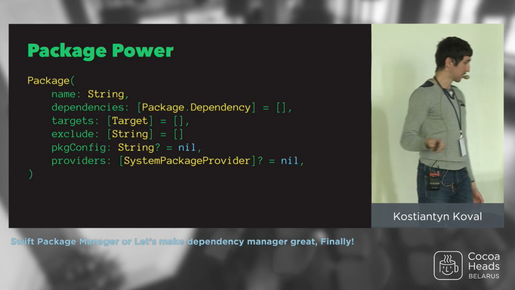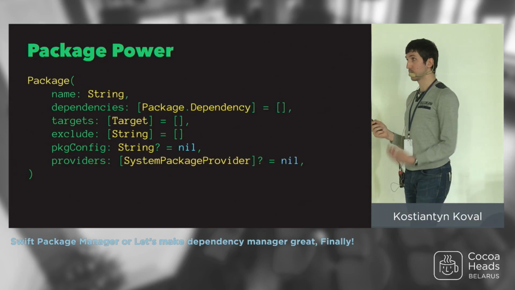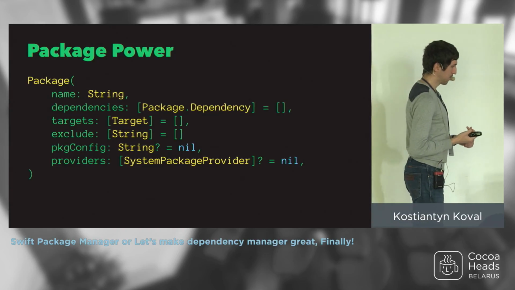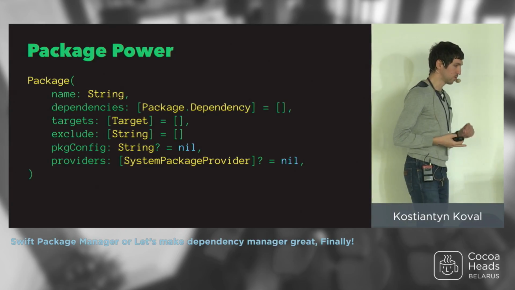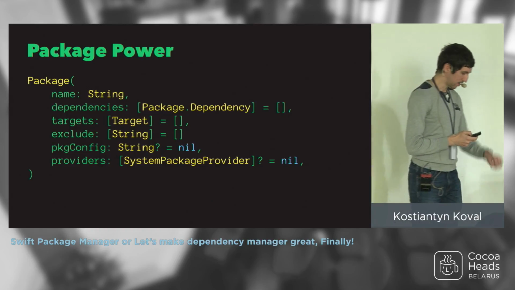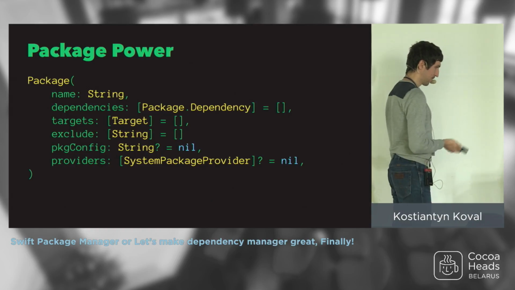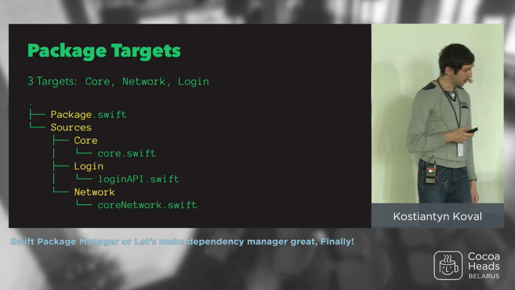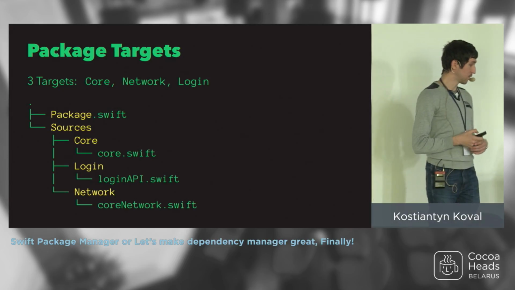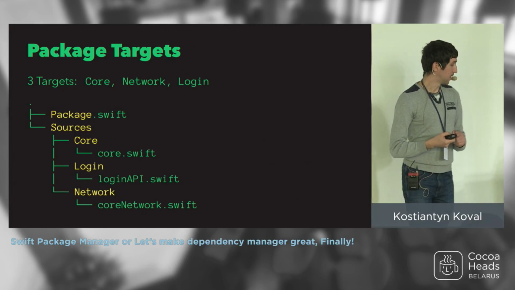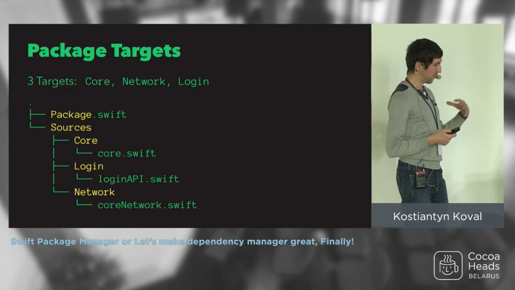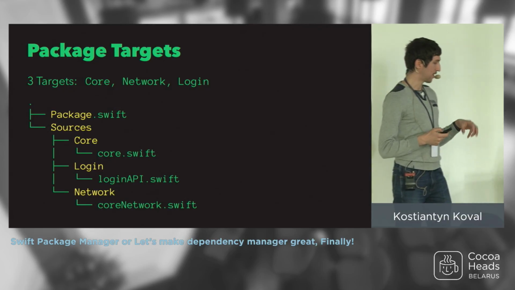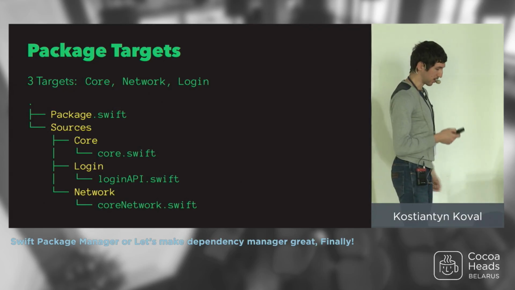There is no Xcode project, right? But there's a lot of power in describing things in the manifest file. We have name and dependencies, but also we can describe what kind of targets, exclude, and different stuff. I'll quickly show it, if I still have time. Say you have three targets. We have Sources and then we put core, login and network. But the problem is that there are no dependencies specified here. We want login to be dependent on network and core. How can we do it?